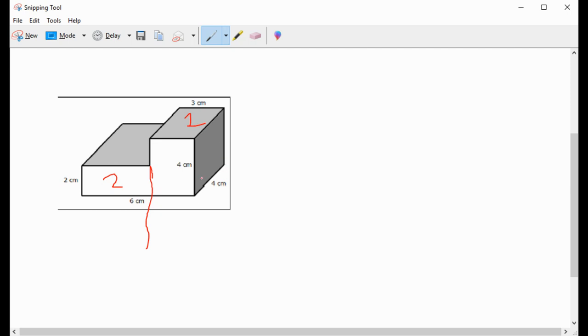Figure 1, I have all of my measurements. I see that I have a length of 3. I have a width that is equal to 4. And then I also have a height that is equal to 4. So looking at my first box, to find the volume, you still do it the same way. We will do length times width times height. So 3 times 4 is equal to 12, and 12 times 4 is equal to 48. So just the volume of figure 1 is equivalent to 48 cubic centimeters.